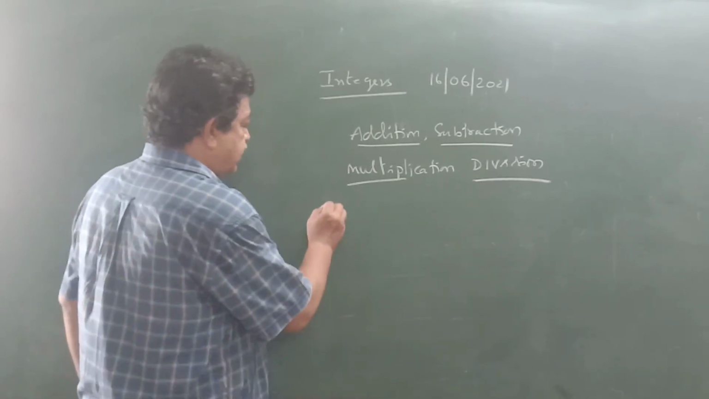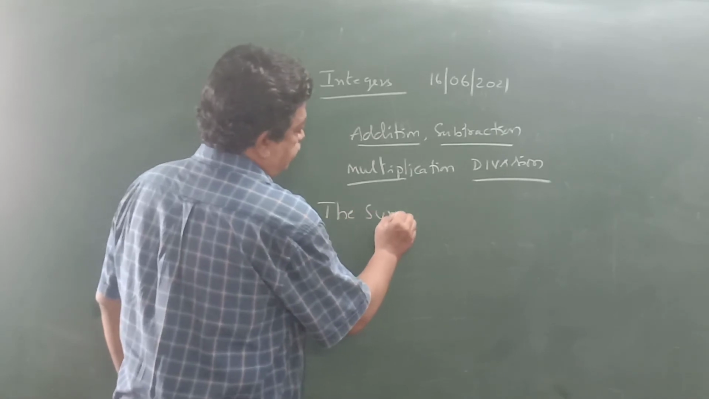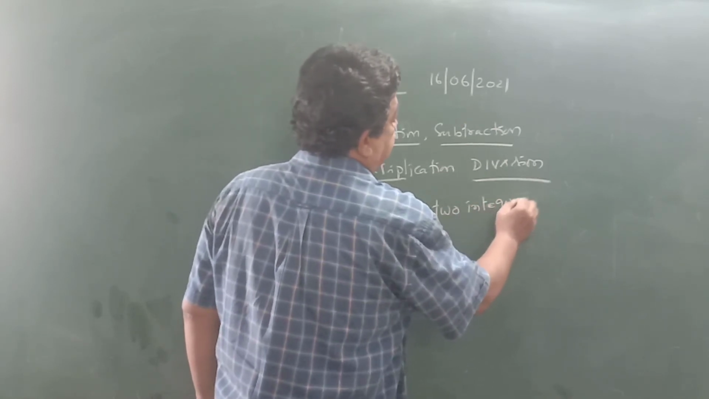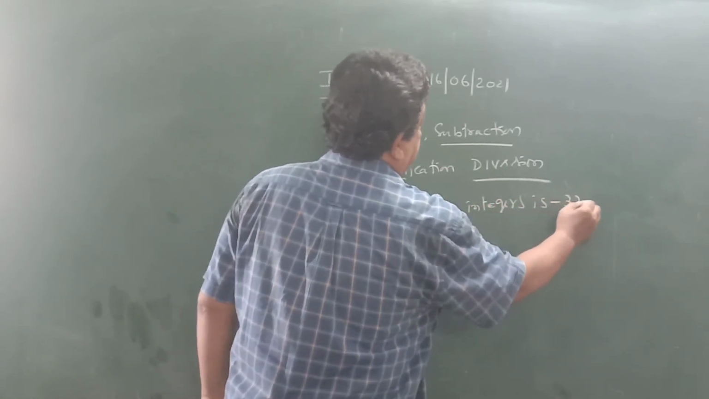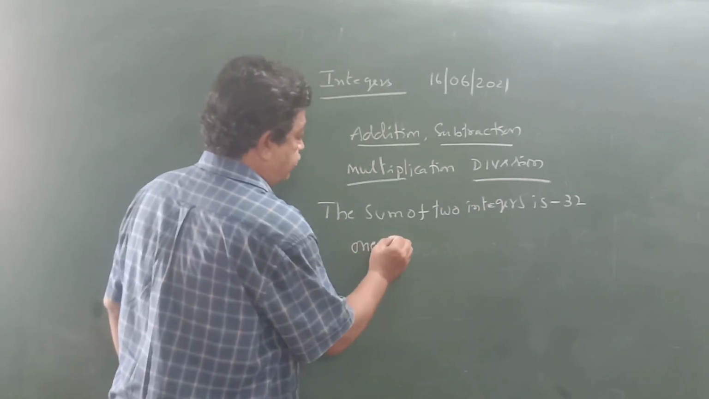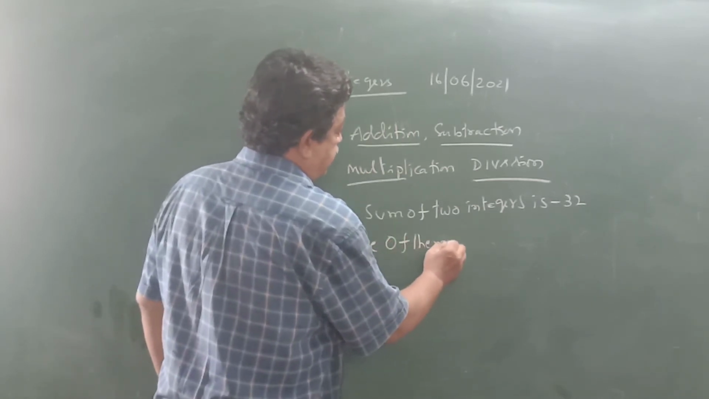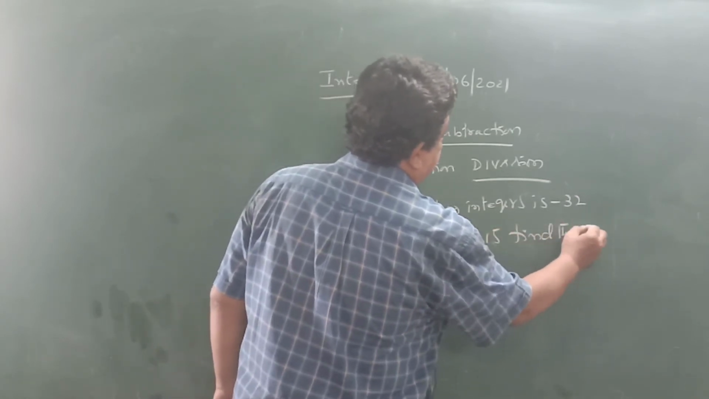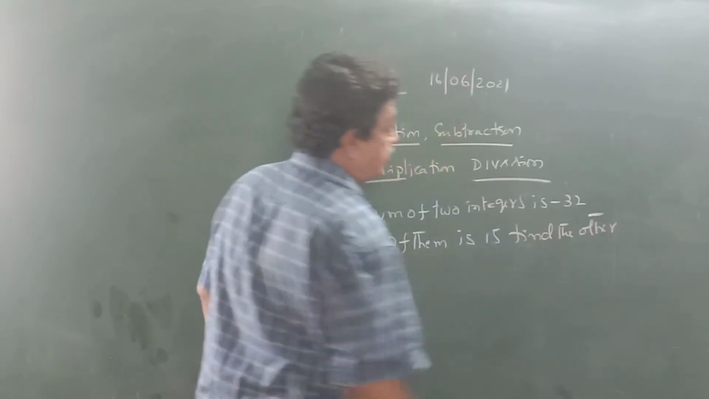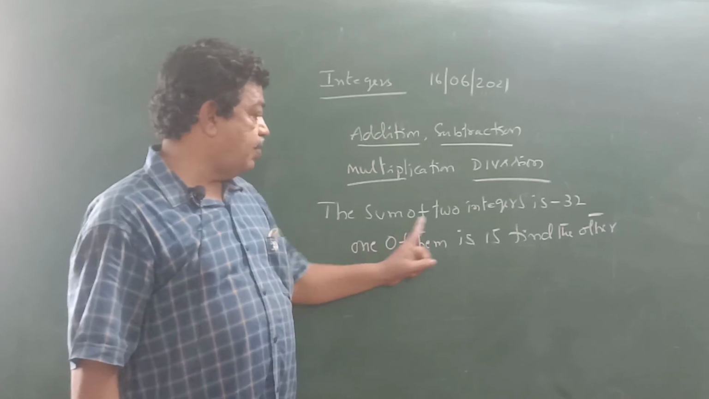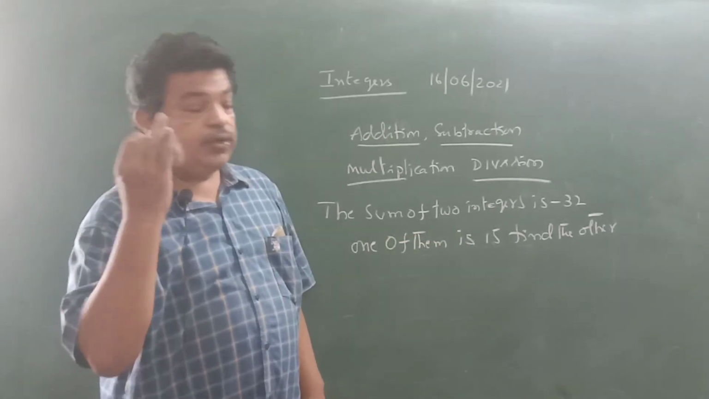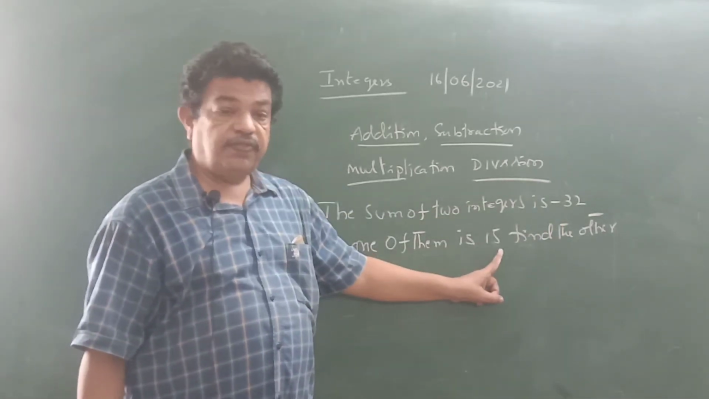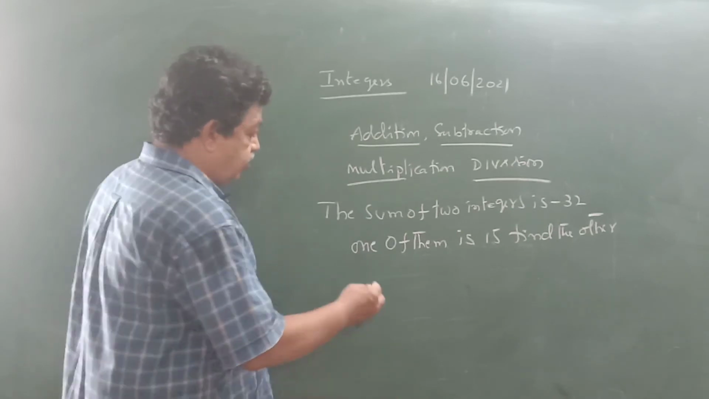Now I give you: the sum of two integers is minus 32. One of them is 15. Find the other. Follow the question carefully. The sum of two integers, it means you have to add two integers. Their sum is equal to how much? Minus 32. One of them is 15. Find the other. So what do we have to take?